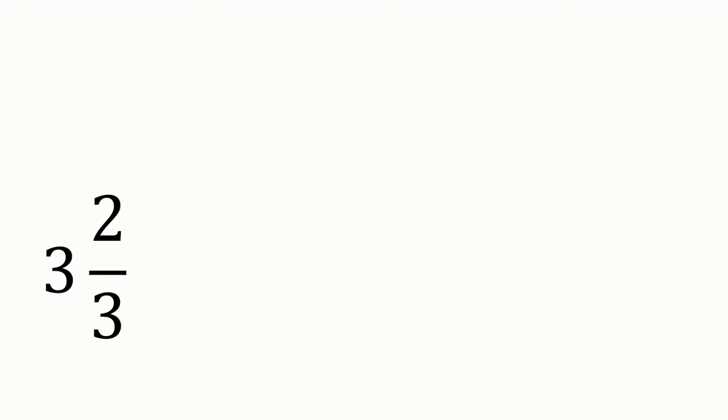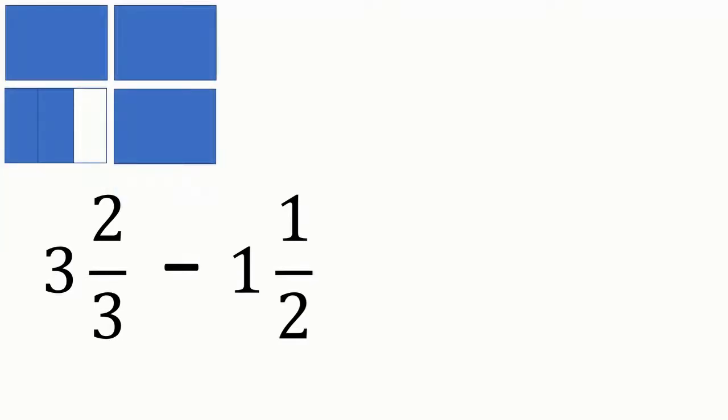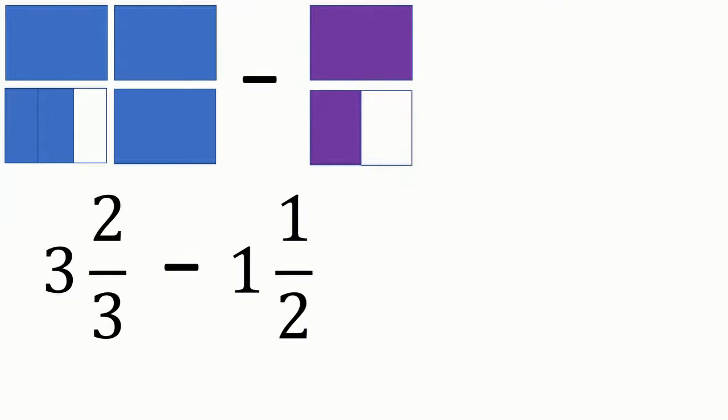3 and 2/3 minus 1 and 1/2. Now this is different because the denominators are not the same. That means we cannot just simply subtract directly the fractions. So let's look at the figures for these fractions. 3 and 2/3 minus 1 and 1/2. So that means based on the figure, they don't fit with each other and you cannot just simply remove a fraction from the other.